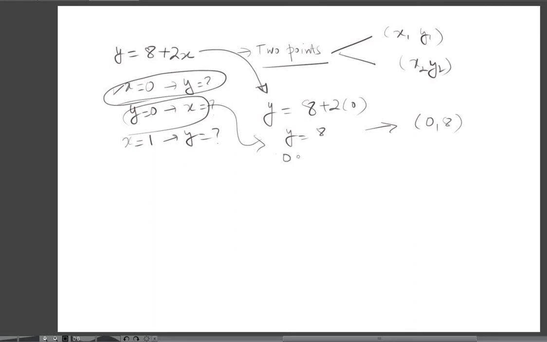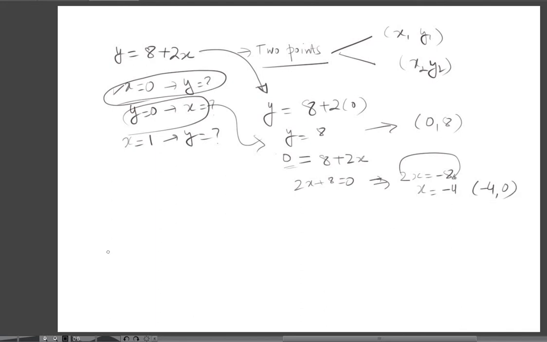Now let's try the other one. So I say 0 equals 8 plus 2x. That makes sense if I plug in y equals 0. It becomes 2x plus 8 equals 0. So this implies 2x equals negative 8, and x equals negative 4. The 2 goes down. So my second point is negative 4 comma 0.